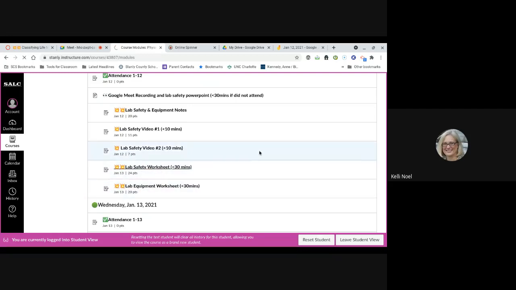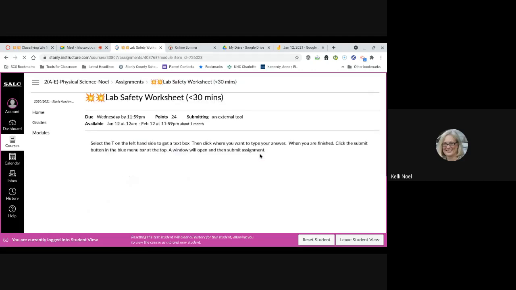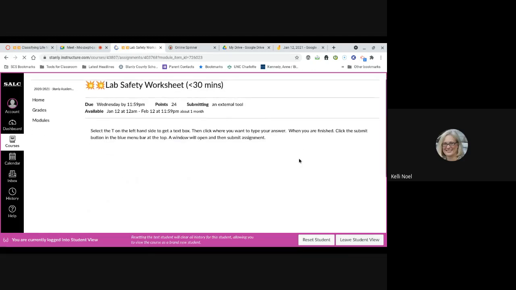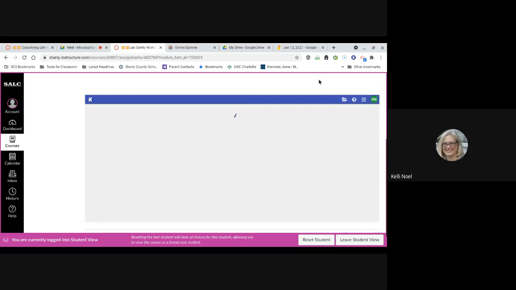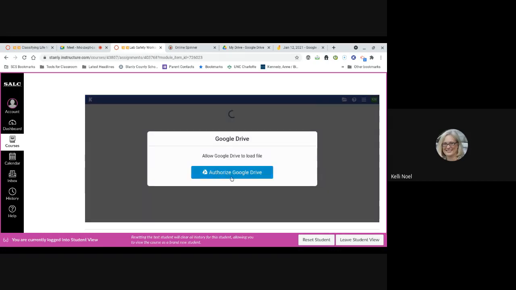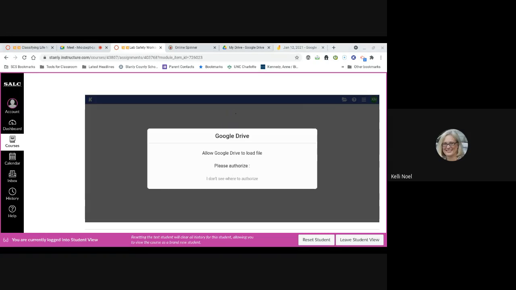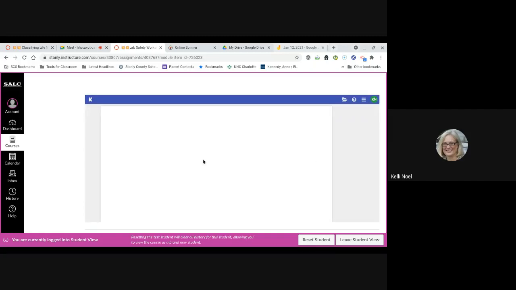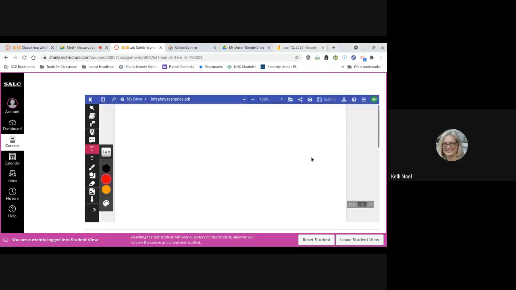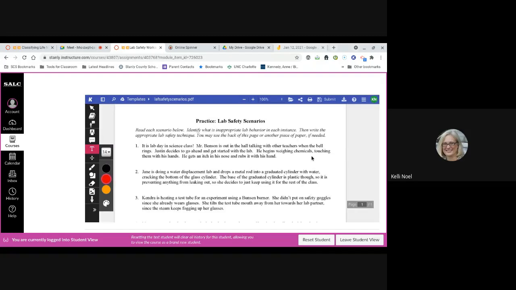But just to get an idea of what they look like, again, they're in Kami. And when they come up, you may have to do this if you haven't opened a Kami yet, just to authorize your Google Drive. It'll pull up a window which you can't see right now, and you choose your school email, and then it will pull this up. So if you haven't opened up one of these yet, you may have to go through that.